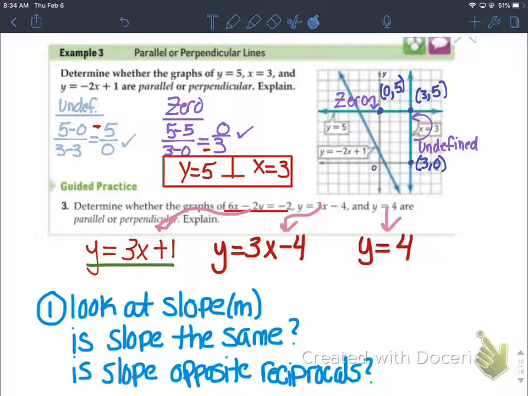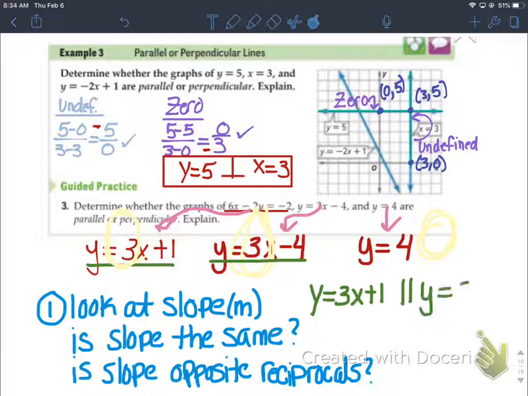So if we look at these two slopes here, we get 3x, 3x, and then there's no slope here on the last one. So that means that the first two equations have the same slope of 3x. If they are the same slope, then they are parallel. So I'm writing now 3x plus 1 is parallel to 3x minus 4.